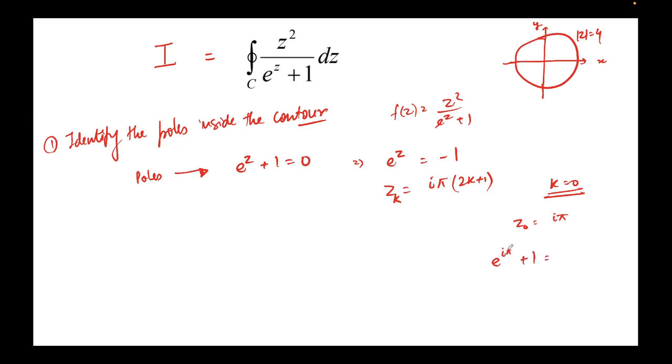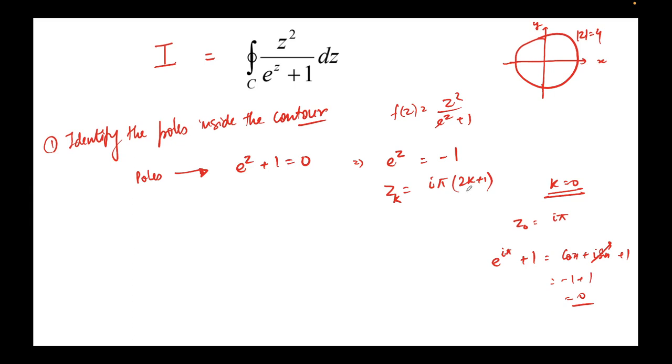Okay, so e to the power i theta is cos theta plus iota sine theta. So this will be cos pi plus iota sine pi plus 1. Sine pi is 0, cos pi is minus 1. So minus 1 plus 1 comes out to be 0. You can clearly see that when the multiple of pi is odd, cos pi will turn minus 1, and then minus 1 and plus 1 will give 0.